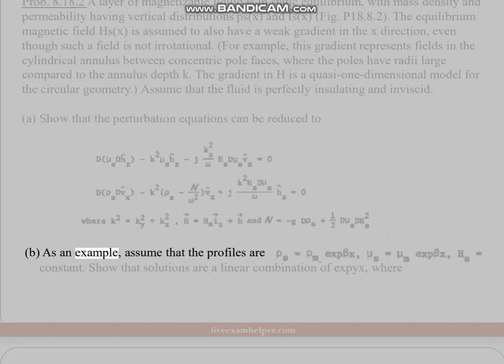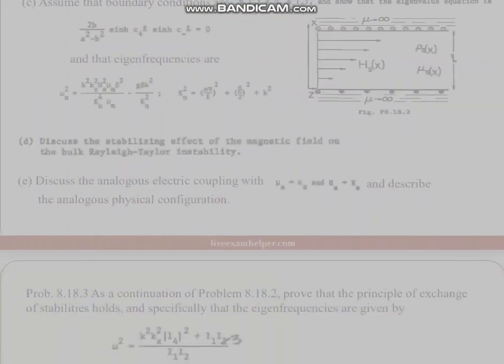B. As an example, assume that the profiles are constant. Show that solutions are a linear combination of exponentials, where C. Assume that boundary conditions are and that eigenfrequencies are. E. Discuss the analogous electric coupling with the analogous physical configuration and describe.